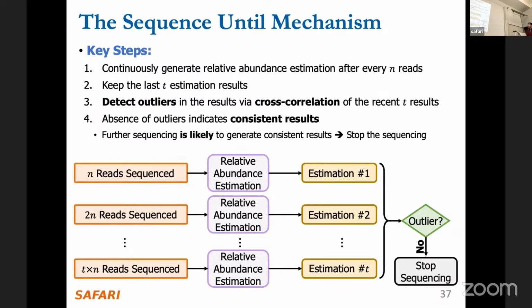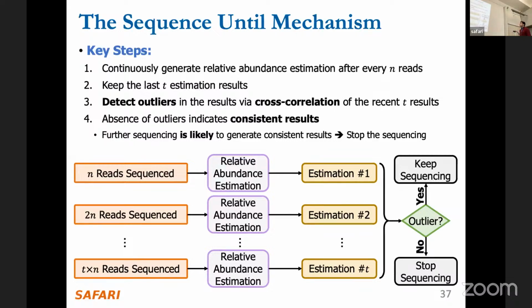So this indicates that even if I continue sequencing my sample, it's likely that my estimation won't change. That's the key idea. Because we observed that in the last t estimations, maybe in the last 50 estimations, it didn't change, and it's likely that it won't change in the future. So then we can make the decision to stop sequencing, because further sequencing is likely to generate a consistent result.